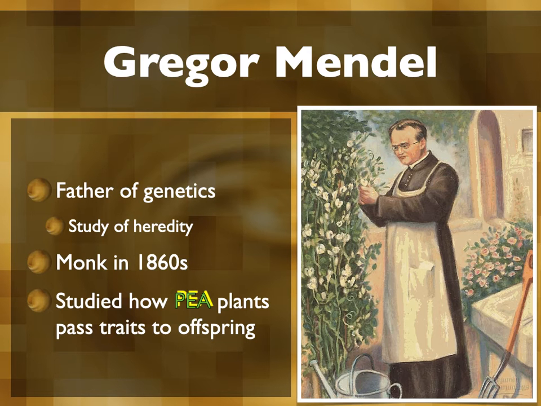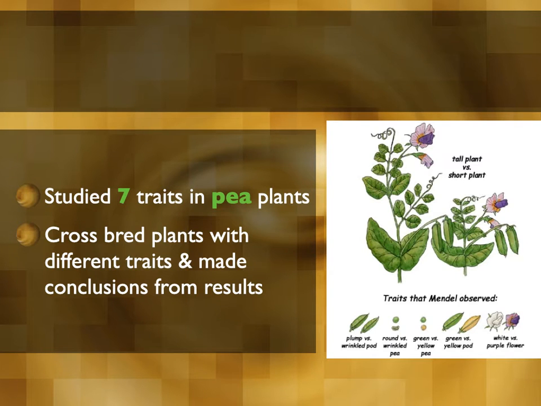To understand Mendelian genetics, you have to learn about Gregor Mendel, who's the father of genetics, or the study of heredity. He was a monk back during the Civil War era, except he was in what is now the Czech Republic, and he studied how pea plants passed traits to their offspring. There were 7 traits in pea plants that he followed, and he crossbred those plants with the different traits, and he made conclusions from the results.